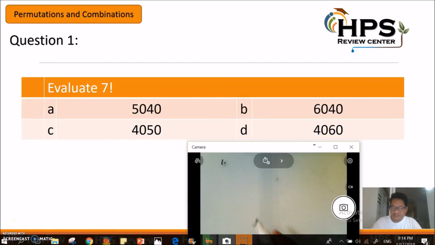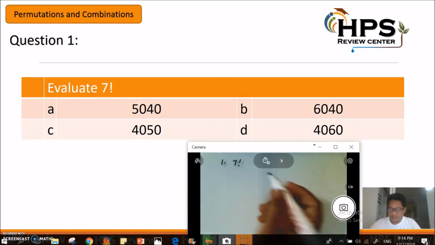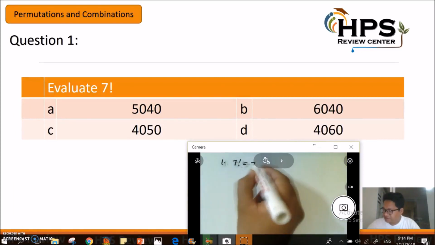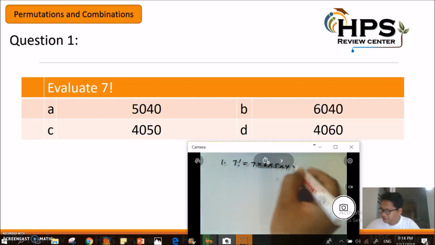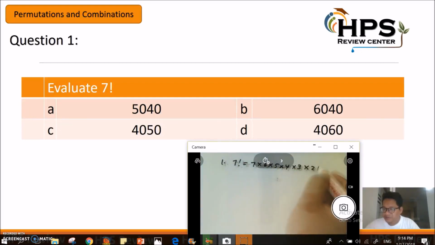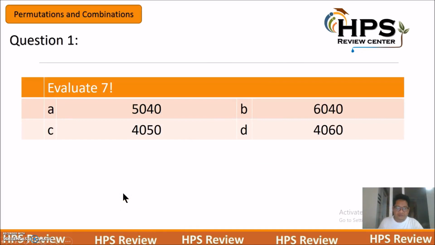Okay, so for this question number 1, evaluate 7 factorial. It's a very straightforward question. So it's 7 times 6 times 5 times 4 times 3 times 2 times 1. Or you can just simply press your calculator. You can just have 7 shift factorial. That's 5040. So the correct answer is letter A. So let's proceed to question number 2.